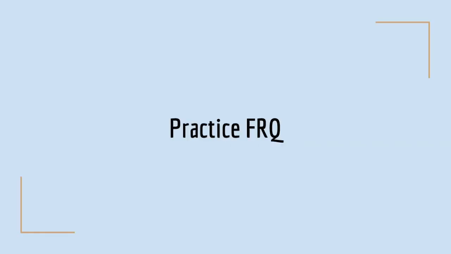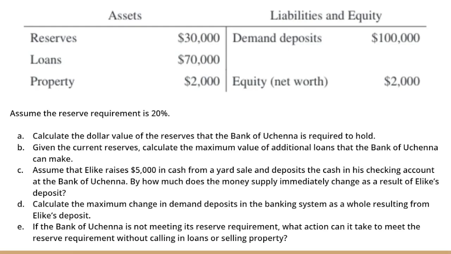All right, so let's do a little bit of practice with this. So I broke up an FRQ. What I want you guys to do is just pause the video real quick, solve parts A, B, C, D, and E, and then we'll go over each one together. All right, so if you could pause the video now, try to do parts A through E, and then we'll go over it.